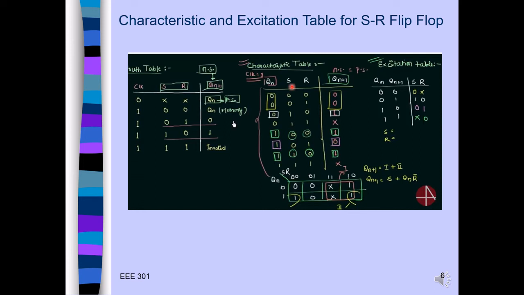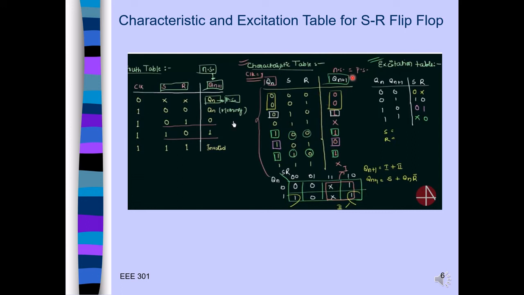So what do characteristic tables tell us? Instead of just S and R, we also have another input, Qn. Obviously, all of this happens at the clock edge. That's why clock equals 1. We need to determine the next state, Q of n plus 1. So this is your present state, you can say, and this is your next state.